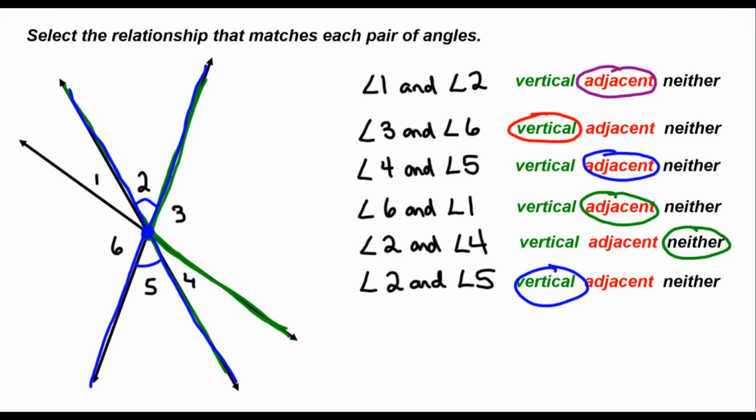So types of angles, we have acute angles, we have obtuse angles, we have right angles, and we have straight angles. And then we have angle relationships, which are vertical angles, angles that share a vertex, and they are across each other, across the vertex from one another when two lines cross. And we have adjacent angles, angles that share a vertex and a side.